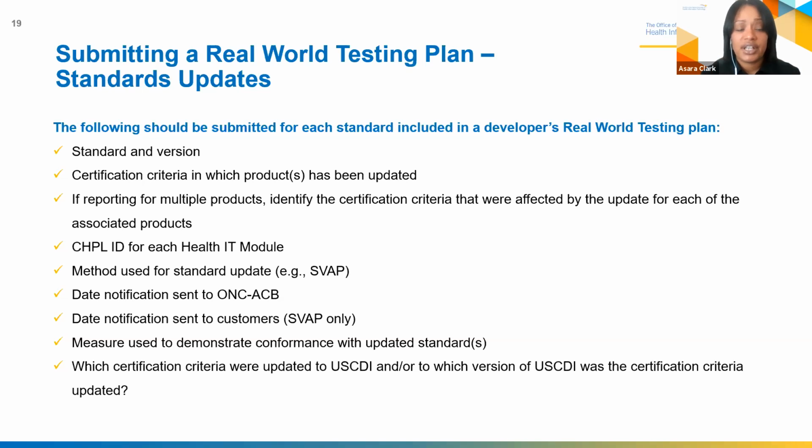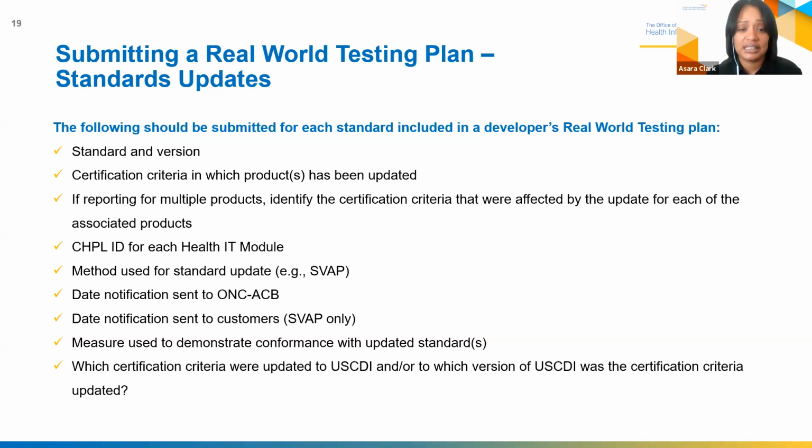So you want to include the standard and the version, obviously, that you've updated to, right? You want to include the certification criteria in which the product has been updated. If you're reporting for multiple products, you want to identify the certification criteria that were affected by the update for each of the associated products, okay? So how does this update affect each of the products if you're reporting on multiple products?